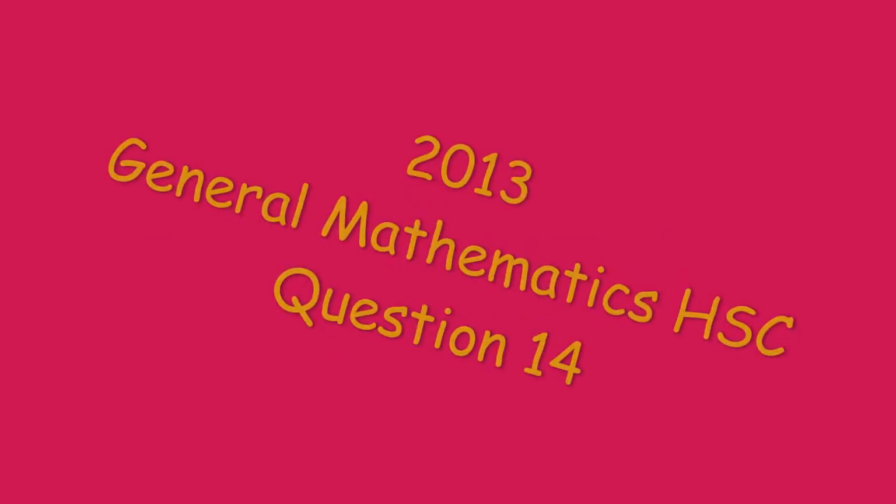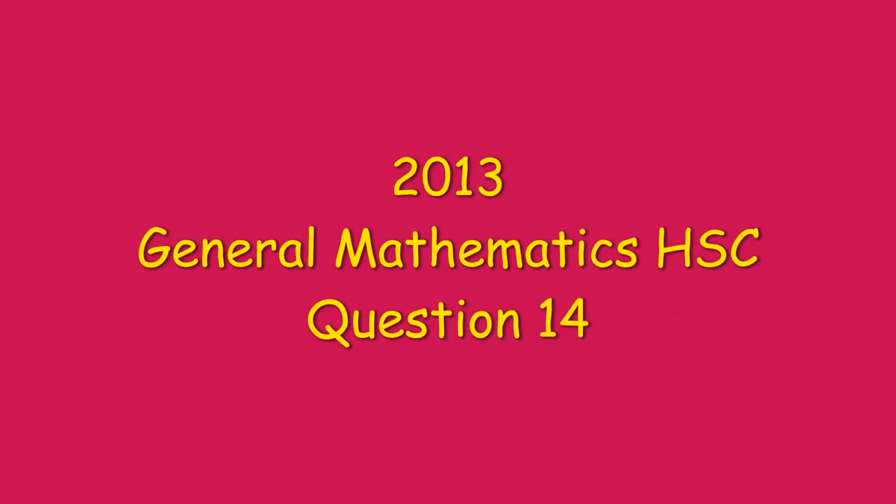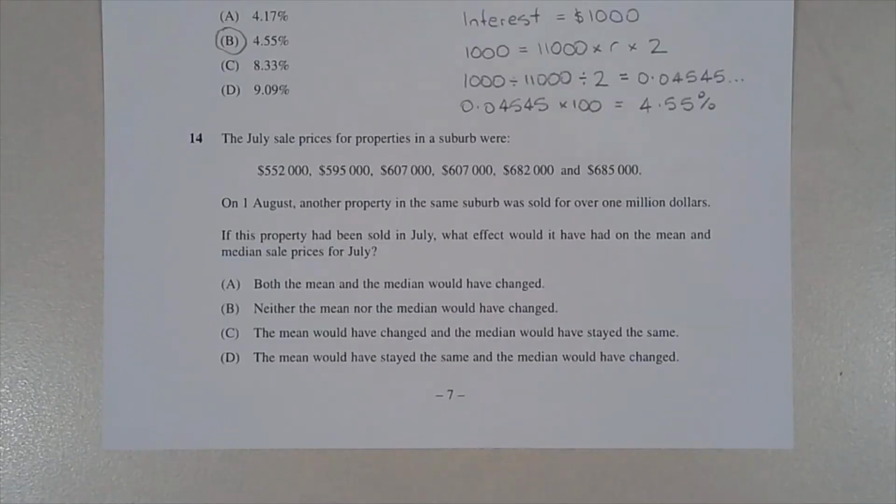Question 14. The July sale prices for properties in the suburb were $552,000, $595,000, $607,000, $607,000, $682,000 and $685,000. On the 1st of August, another property in the same suburb was sold for over $1 million. If this property had been sold in July, what effect would it have had on the mean and median sale prices for July?